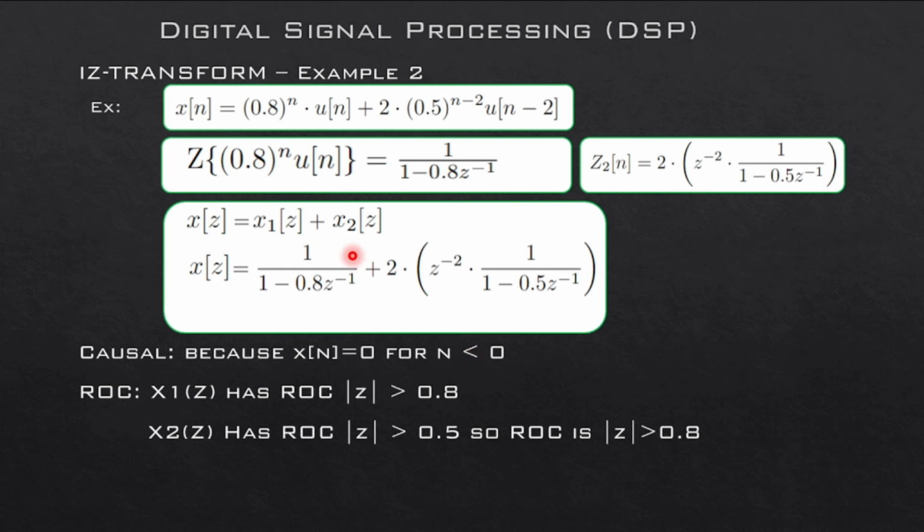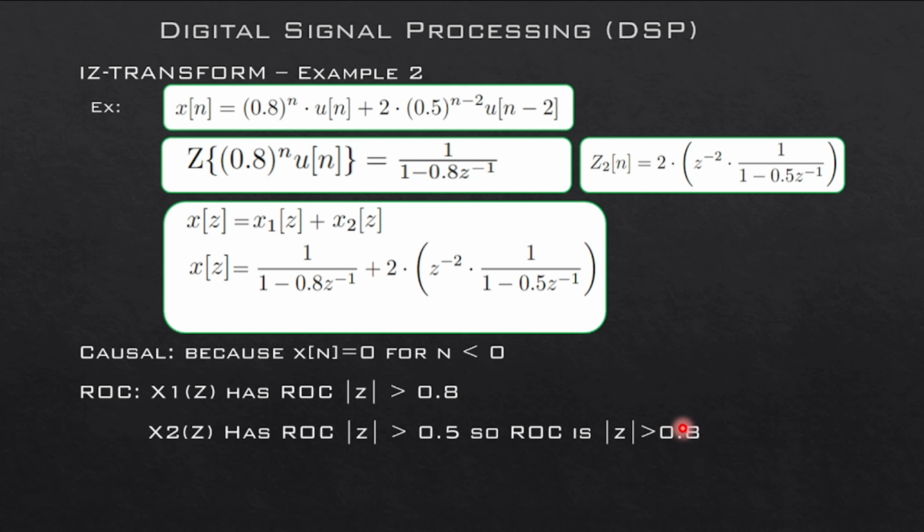Okay? Now, let's also measure another thing. So you have the ROC, or region of convergence, X1z has ROC z greater than 0.8, correct? Based on the chart we've seen before. X2z has ROC which is z greater than 0.5. So the ROC, or the region of convergence for a causal system, by the way, because it is causal in such case, the region of convergence is the region which is outside the outermost, what?